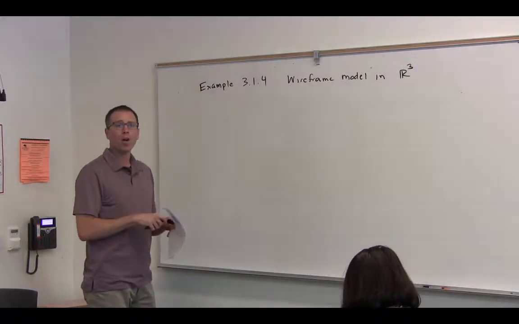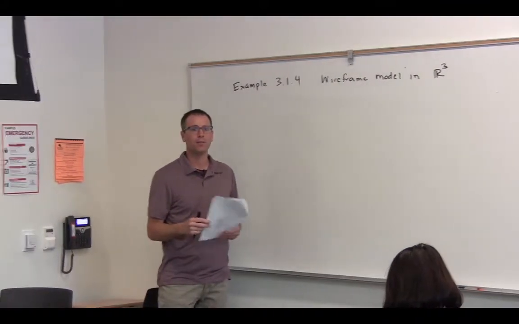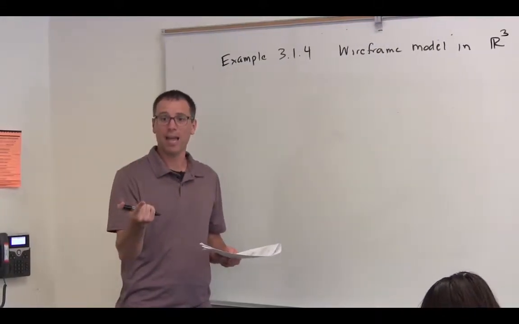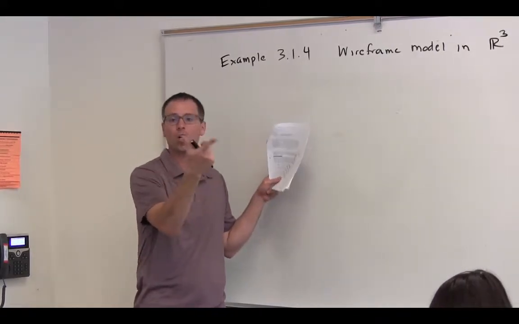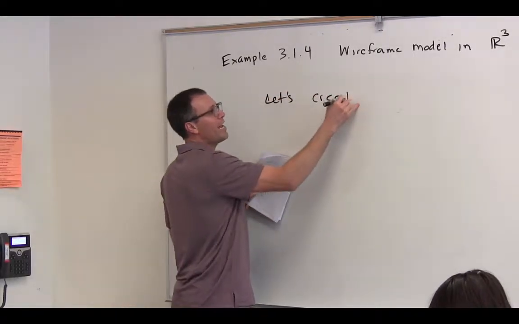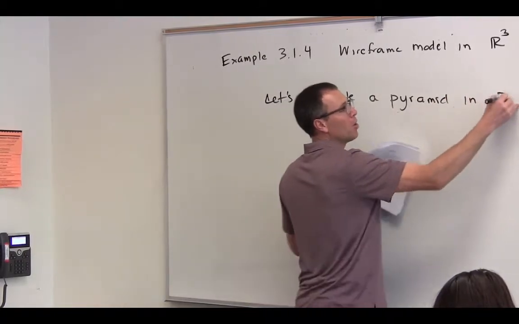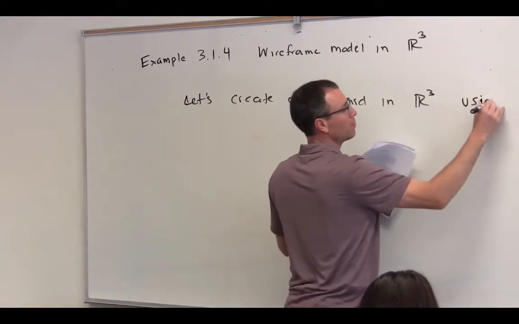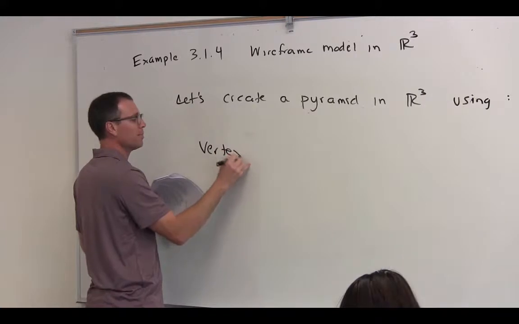What did a wireframe model in R2 require? What are the two different important features that we had? Vertex matrix and edge table. Edge table was connectivity. Vertex matrix was the corresponding pixels that I wanted to turn on and off, right? Let's create a pyramid in R3 using a vertex matrix.